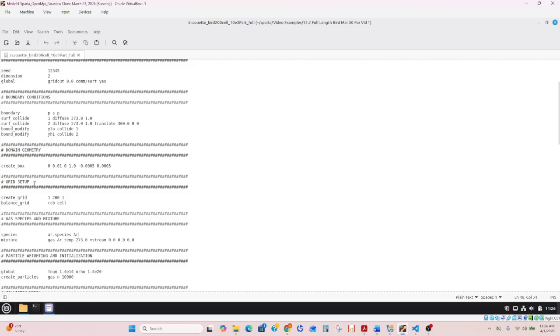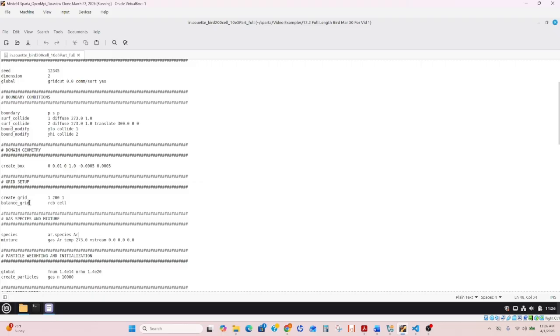All right, so next we're going to look at our grid. This is where we determine how many grid cells we have. We're saying it's going to be 1 cell wide in the x direction, 200 cells tall in the y direction, and 1 cell wide in the z direction. Then we balance the grid.